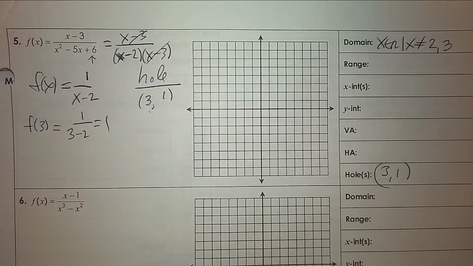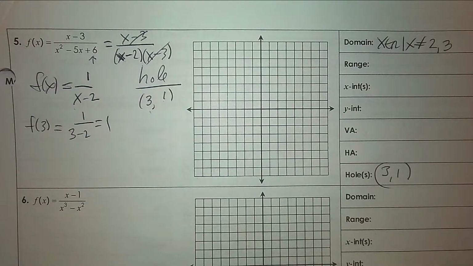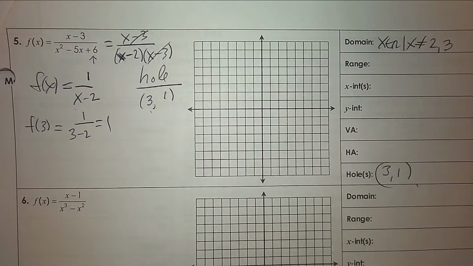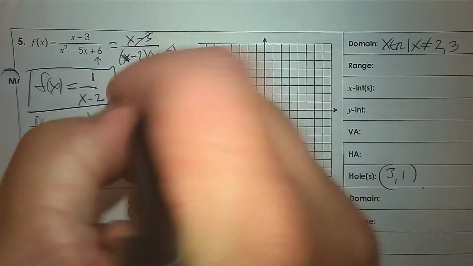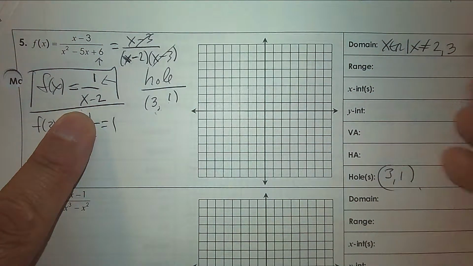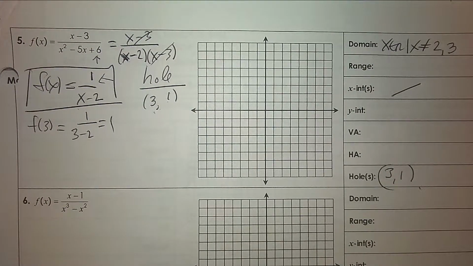Next step. Anthony, what's the next step? If there are removable factors, they are holes in your graph. I did the hole already. Next step. Using the simplified function, find zeros and multiplicity using the numerator. So, look at the numerator. Is there anything that makes the top 0? No. There are no x-intercepts, because nothing makes the numerator 0.